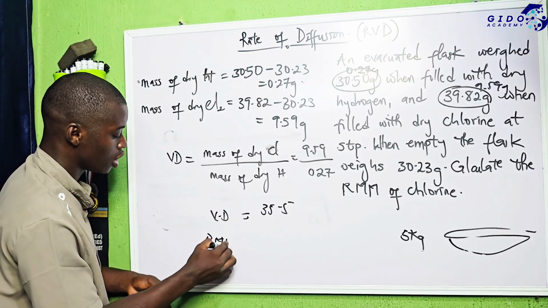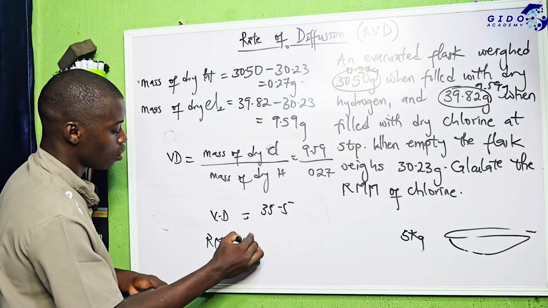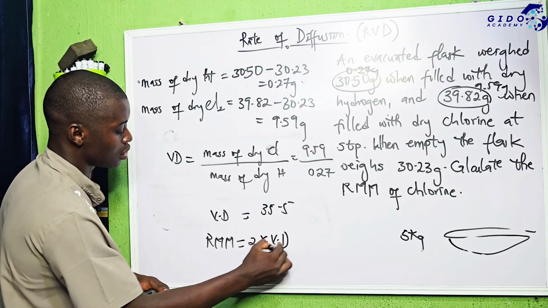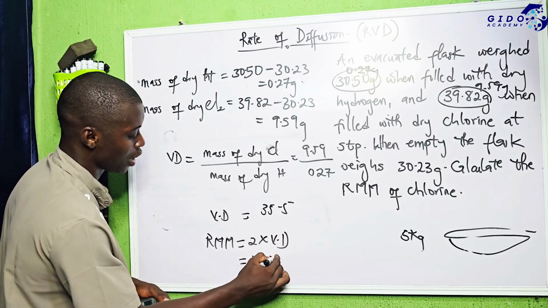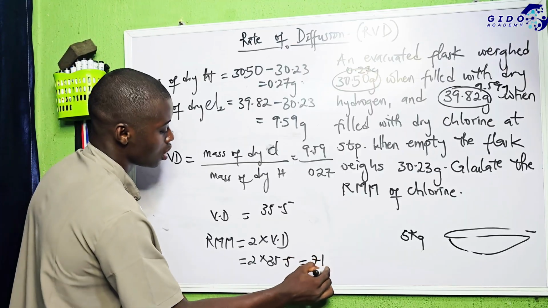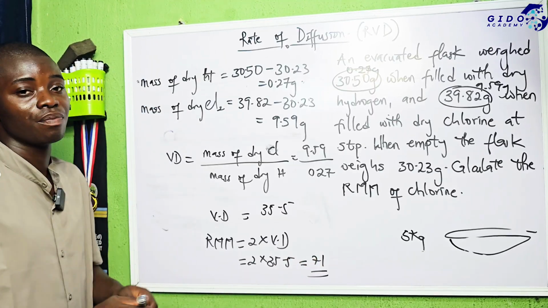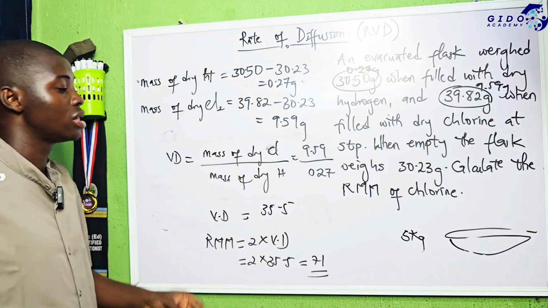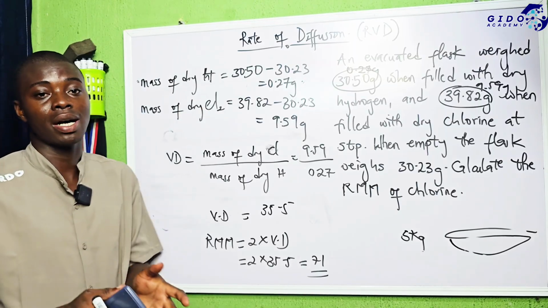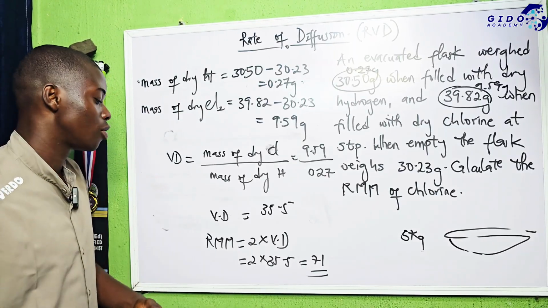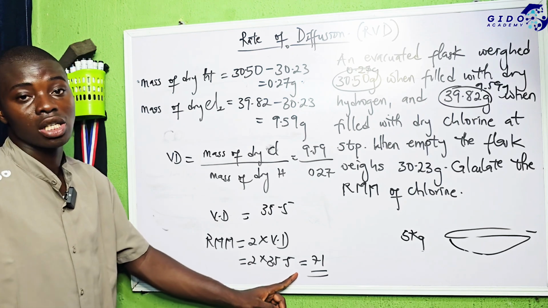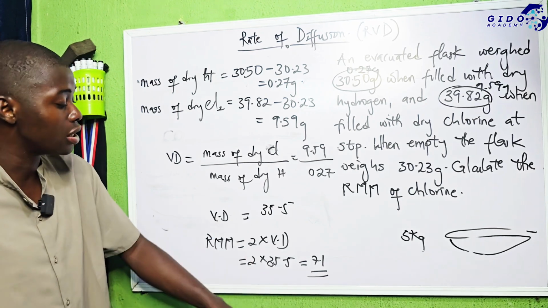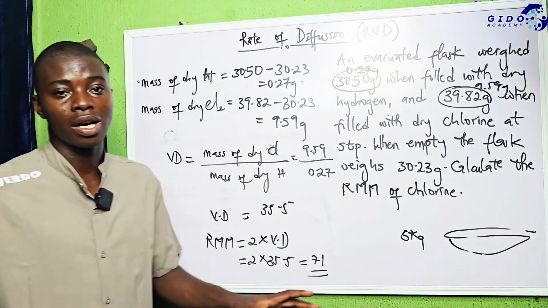We are told to calculate the relative molecular mass, which is equal to 2 times vapor density, which is 2 times 35.5, which is 71. Like I always say, chemistry questions are usually standardized questions. If they give me something like this in a CBT-based exam, I won't calculate, because I know that the vapor density of chlorine is already 35.5, and the relative molecular mass will always be 71. As simple as that.